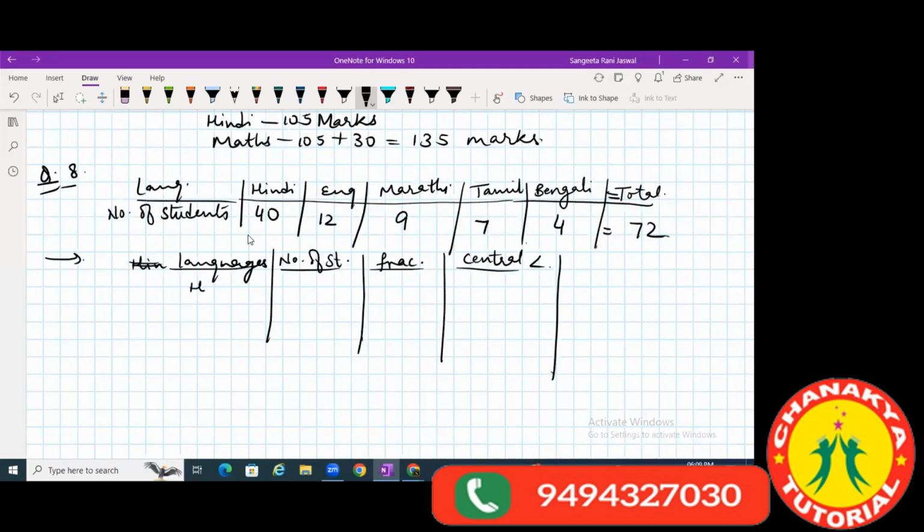Those who know, they can start doing. Don't wait for me. Those who know how to do, they can start doing. Okay, so this is 40, 12, 9, 7, 4.